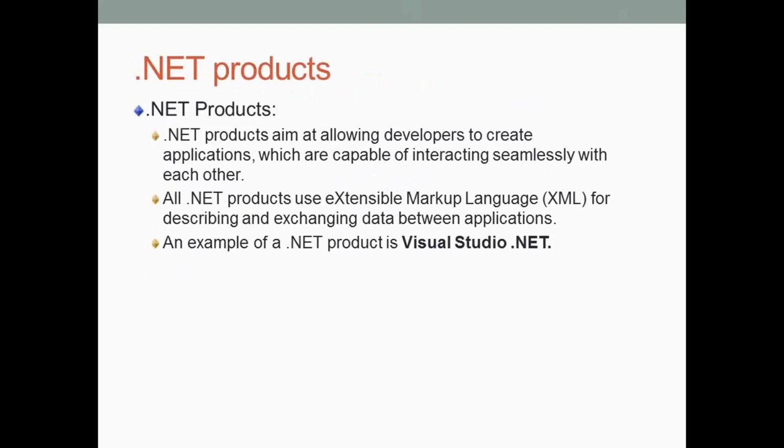The very first component is .NET products. .NET products aim at allowing developers to create applications which are capable of interacting seamlessly with each other. In short, there are many applications which can be created through the .NET framework, and we want developers to create applications that interact seamlessly with each other. All .NET products use extensible markup language for describing and exchanging data between applications. An example of a .NET product is Visual Studio.